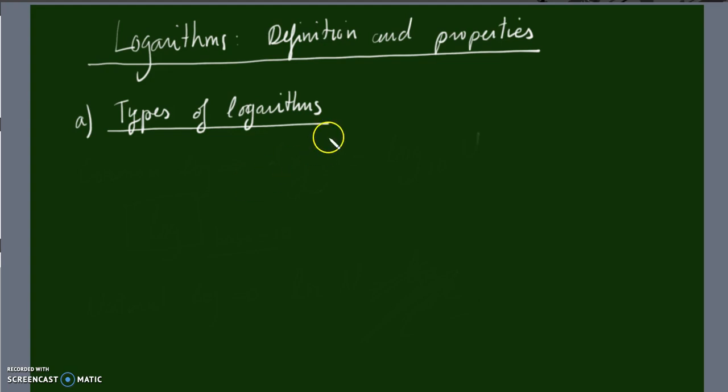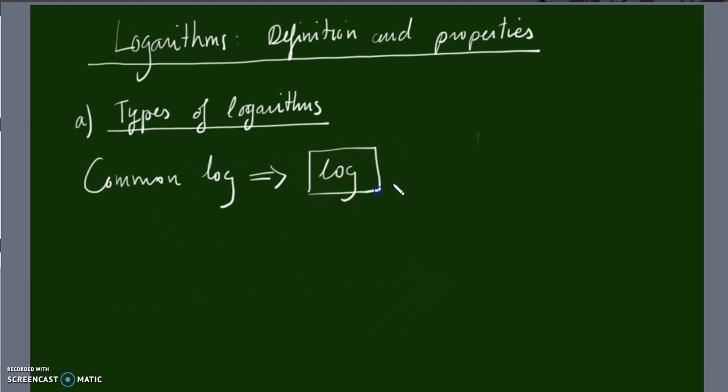Okay, so for the first part, types of logarithms, we are going to talk about the common logarithm. This is the logarithm that appears on your calculator. So look for this button on your calculator. This logarithm seems like it doesn't have any base, but it actually has a base. So what is the base of this logarithm? The base is 10.